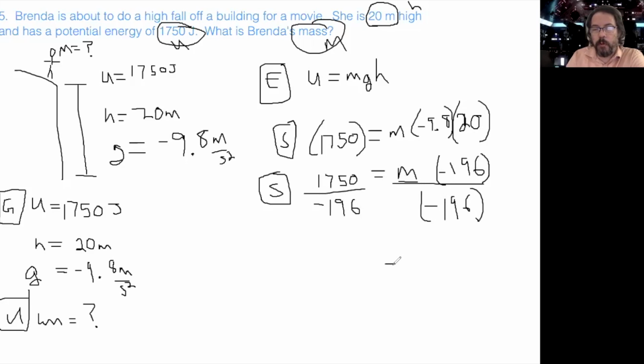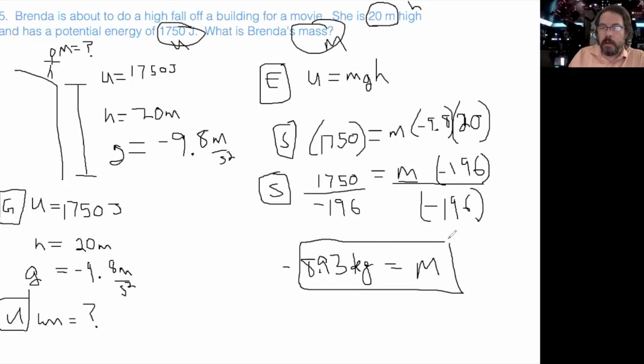According to our math so far, and then I plug it in my calculator, I'm going to get 8.928, which is actually 8.93 kilograms. Now, that should be negative, but our mass is never negative. So when we solve, we should always do a common sense check. Mass has nothing to do with direction, and that's what a negative means. So that means somewhere up here, we missed a negative that's hiding in plain sight.